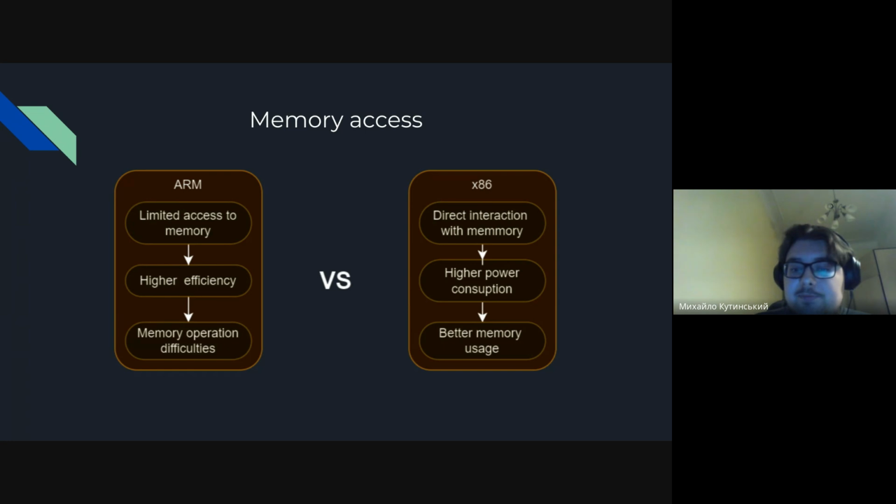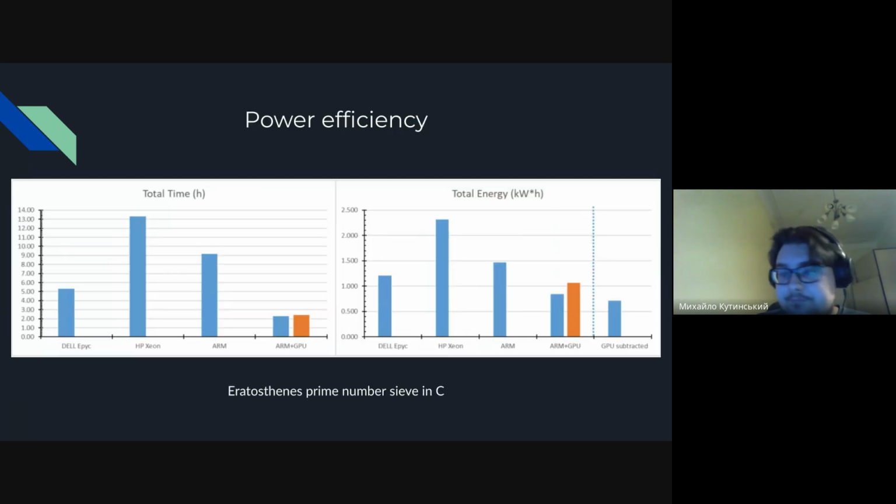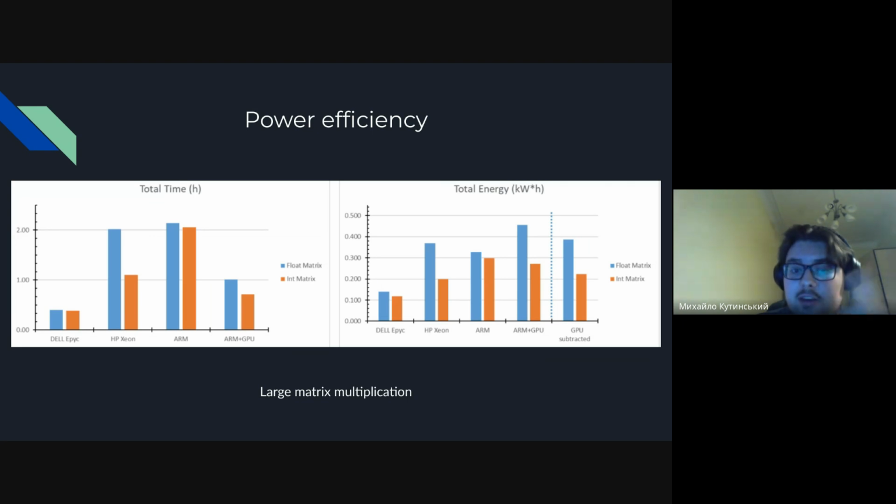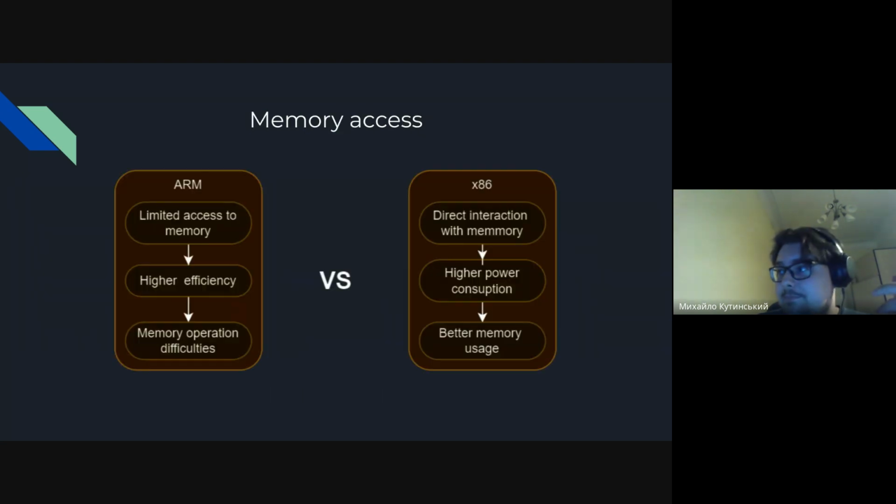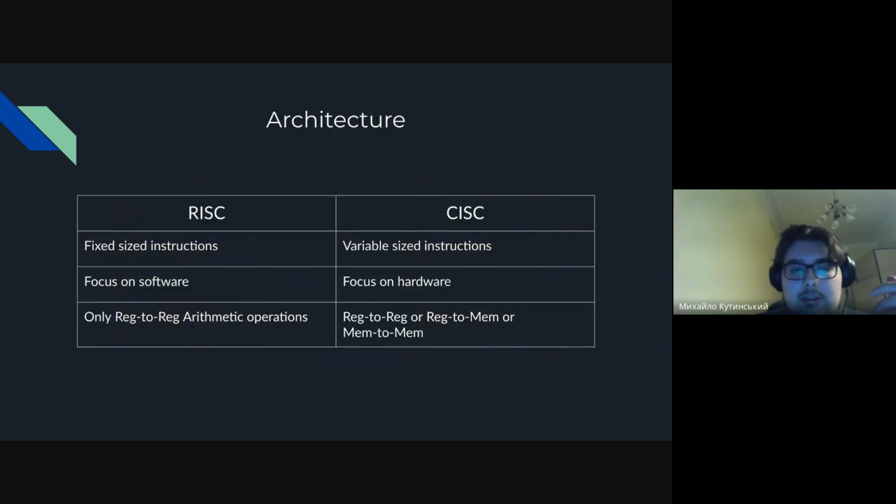So in the Sieve of Eratosthenes prime number algorithm, the CPU doesn't have to operate on memory as much as in the large matrix multiplication. That's why those two examples are great for understanding the pros and cons of both architectures in practice. Knowing the practical difference, now we will talk about the core reasons why those architectures behave this way.